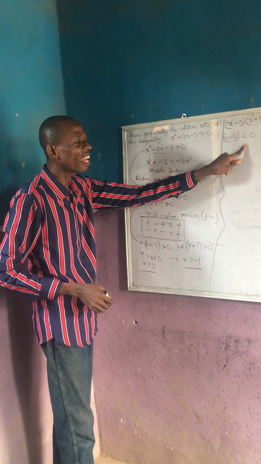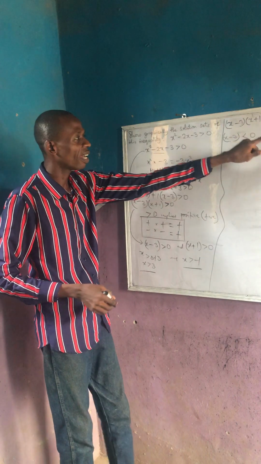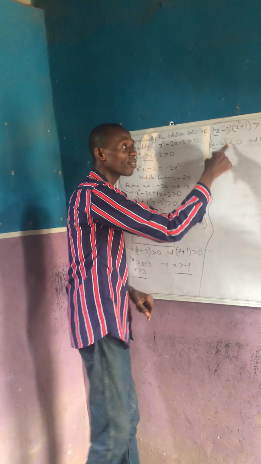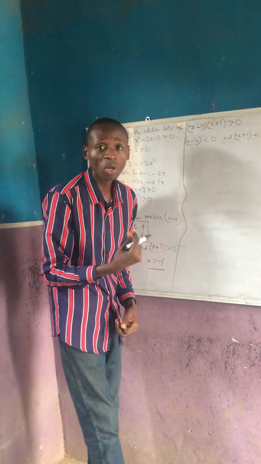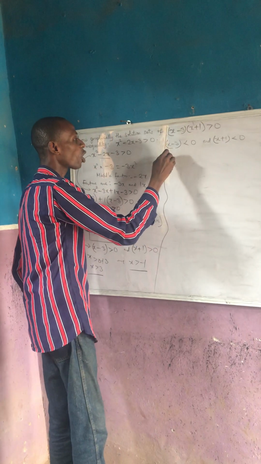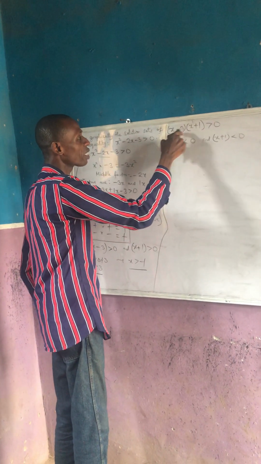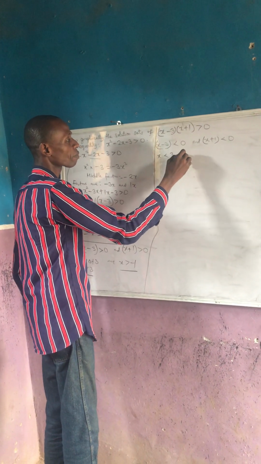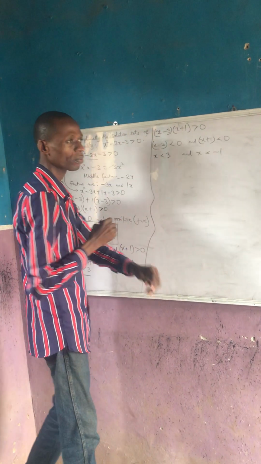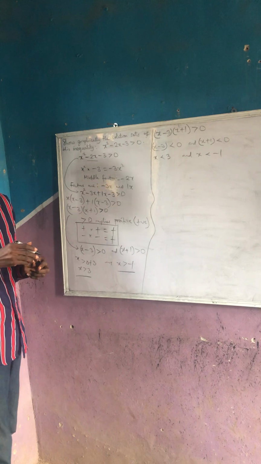Look at it. Less than 0 means negative. Less than 0 also means negative. So negative times negative gives us positive. Now let's solve. So this becomes x less than, when you bring this here, that becomes 3, and x less than minus 1.